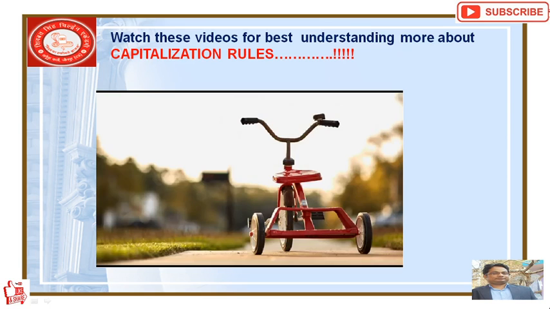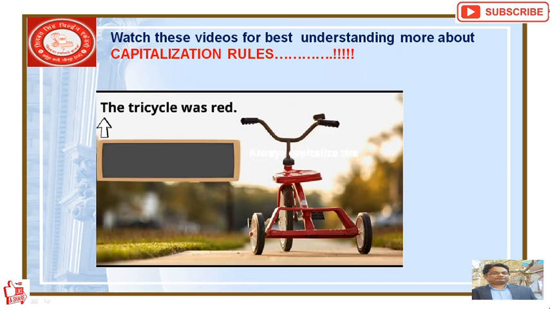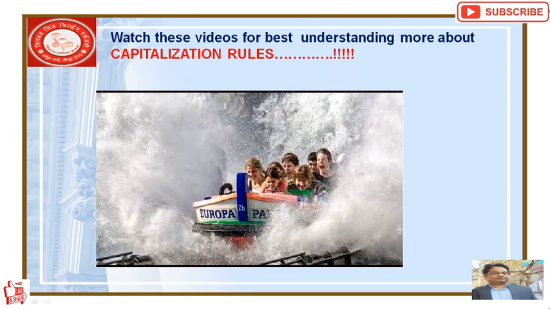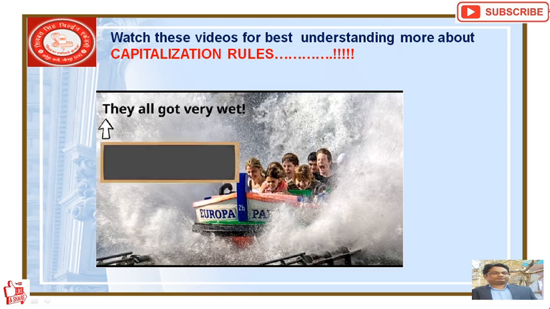Look at this example. The tricycle was red. Notice how the T is capitalized. That's because it's the first letter in the sentence. Always capitalize the first letter in a sentence. How about this one? They all got very wet. Notice the T for they is capitalized. That's because it's at the beginning of the sentence. Always capitalize the first letter in a sentence.